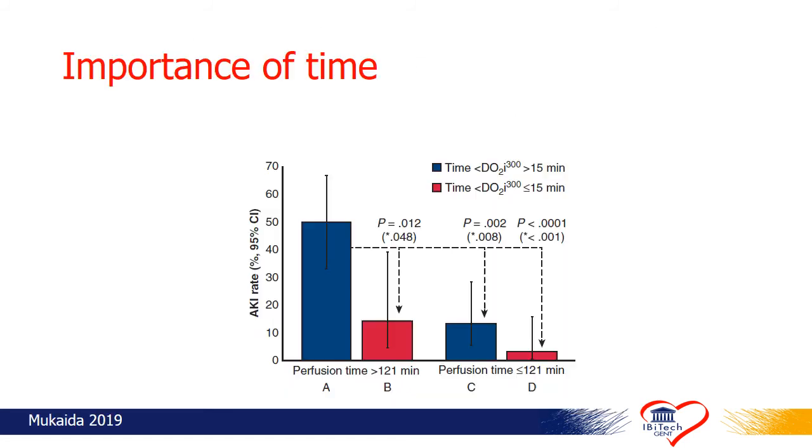And this is important because we have learned from recent work that it's not only the critical value that counts, but also the time you cannot achieve this critical value. As you can see here, when we have a DO2 of less than 300 in this case, for more than 15 minutes, this also has a huge impact on the incidence of acute kidney insufficiency.